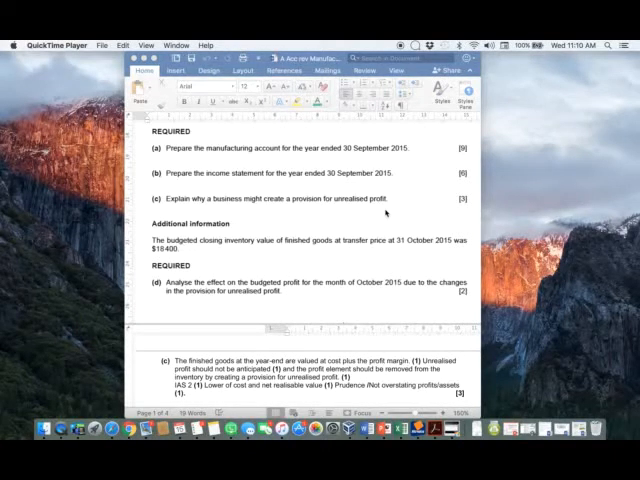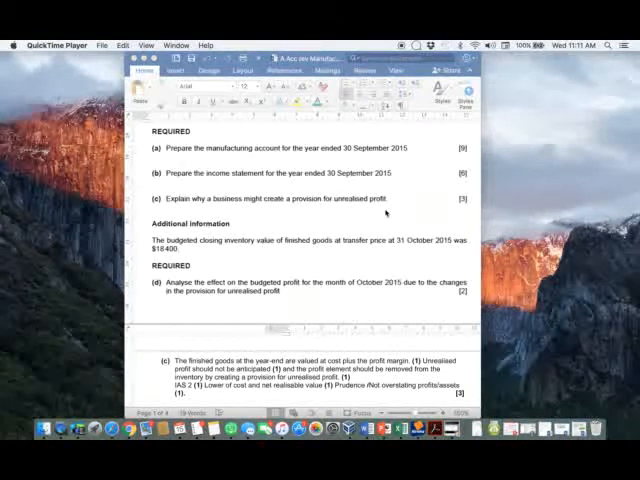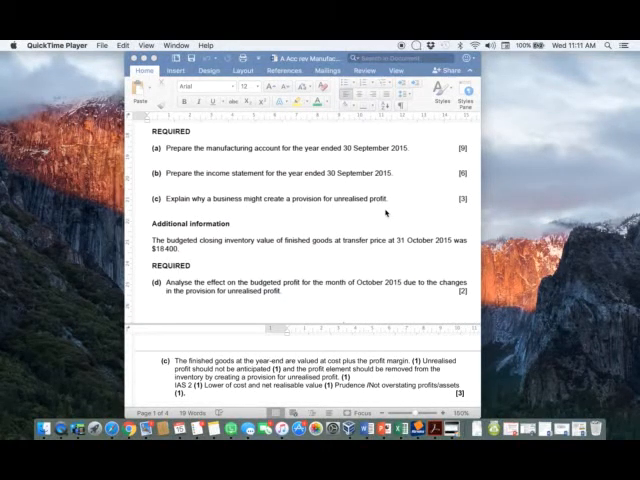Over time, as you create a provision from one year to the next, the provision will only need to be adjusted by the difference in your stock at the beginning and your stock at the end, because in future years you would have had an opening stock that would already have been adjusted. We'll look at that when we look at question D. So your answer is shown over here.